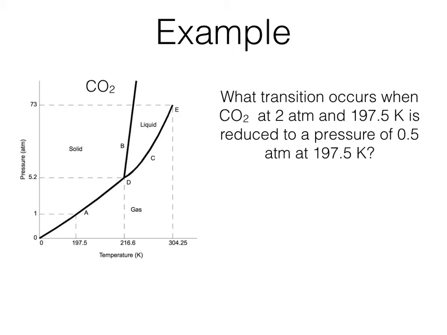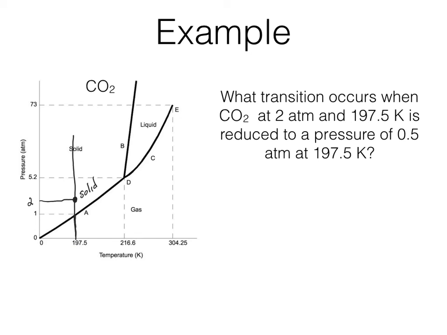Okay, so let's do another example. So I have carbon dioxide, and I'm asking what transition occurs when CO2 at 2 atmospheres and 197.5 Kelvin is reduced to a pressure of half an atmosphere and at 197.5 Kelvin. So I'm going to keep the temperature constant. And nicely, I picked a temperature that is on this graph. And so I'm starting at 2 atmospheres, which is somewhere up here. So I'm starting as a solid.